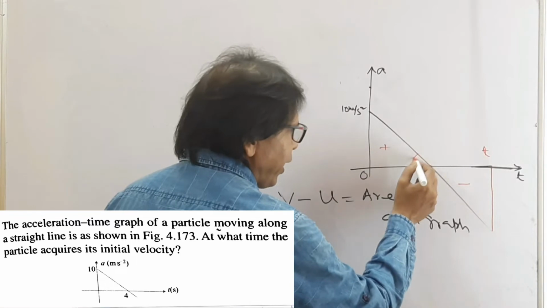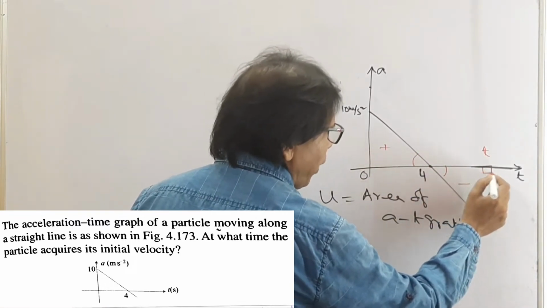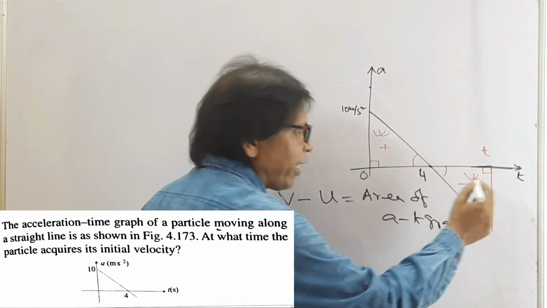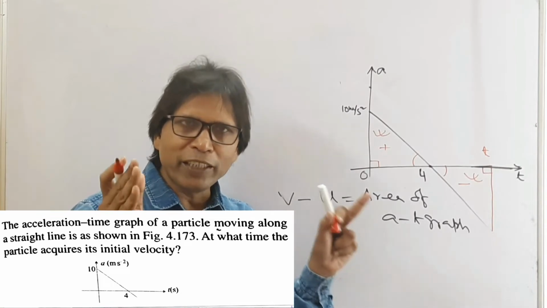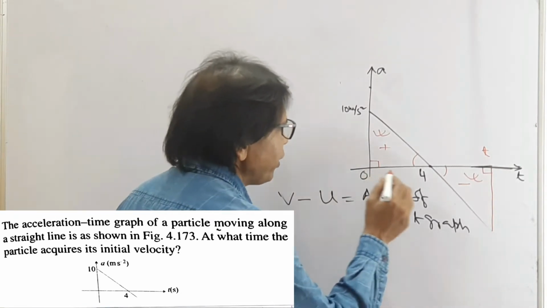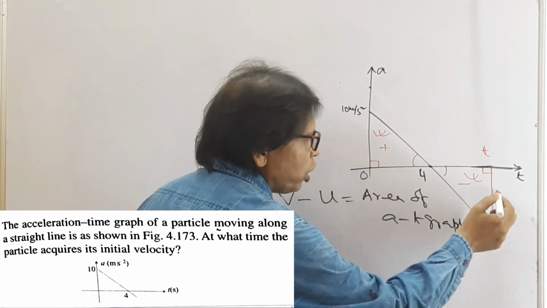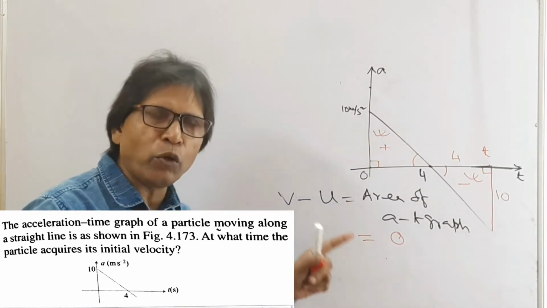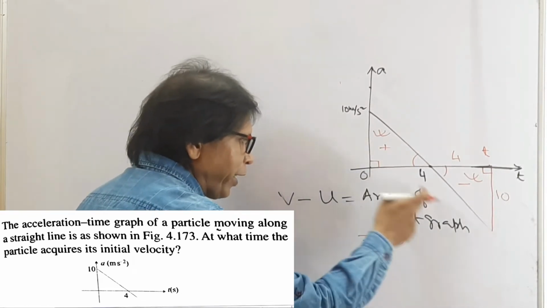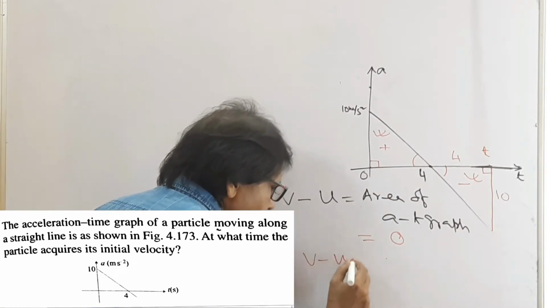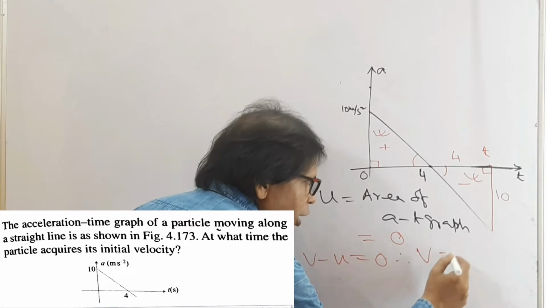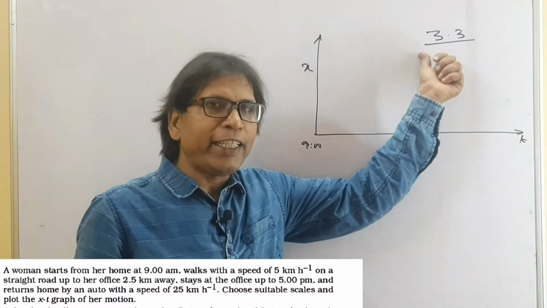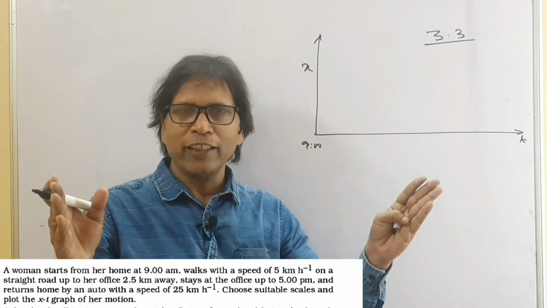Now look at this, this angle equals this angle. This is a perpendicular, this is also a perpendicular. So this triangle and this triangle are similar triangles. If they are similar triangles, then this is 10, so this is also 10. This is 4, so this is also 4. So at t equal to 8 seconds, the area of the a-t graph becomes 0. Therefore, v minus u equals 0. Therefore, v equals u. Okay? Understood?